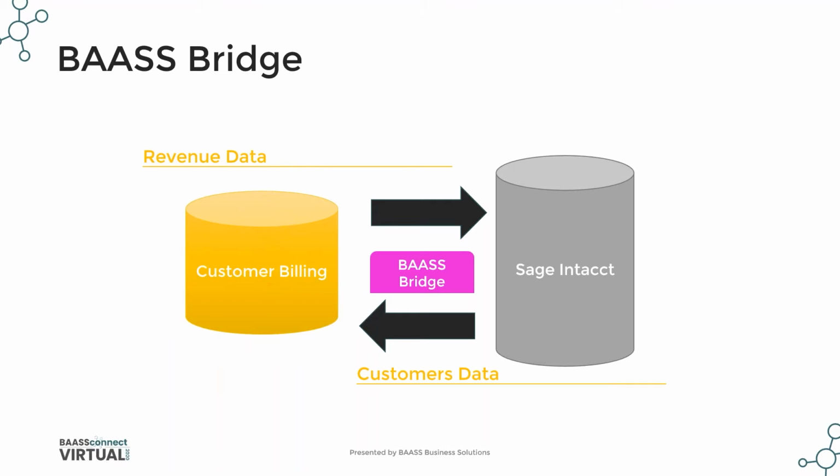As an example, let's say you're running a very specialized customer billing system on your local server in your offices, and you're running Sage Intacct for financials. You will have your customer data in both systems, and your billing done in your customer billing system. To make sure the systems are synced, we would help you put in the BAASS Bridge. You can enter the customer in Sage Intacct, and BAASS Bridge will monitor any new customers and any changes, and update your billing system that is sitting locally on your server.